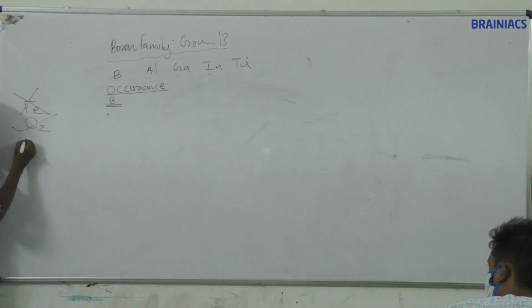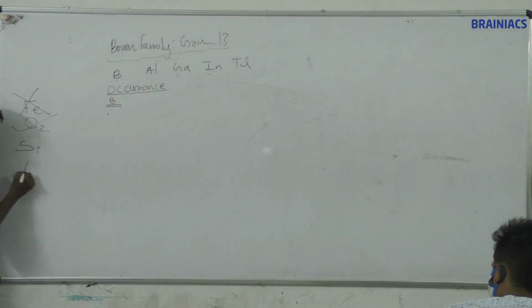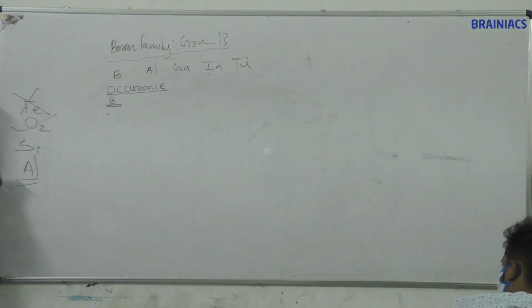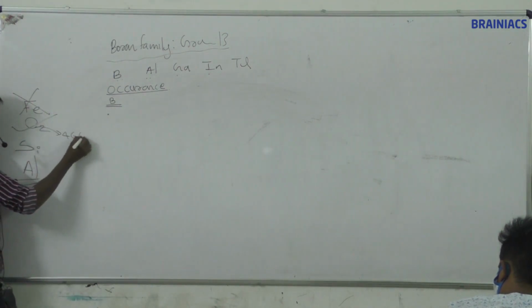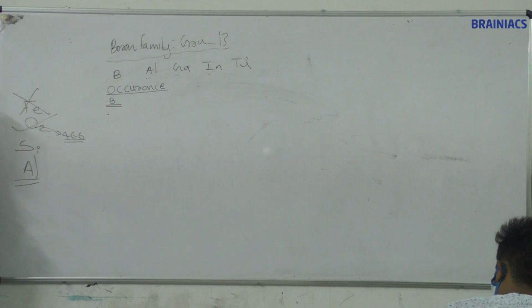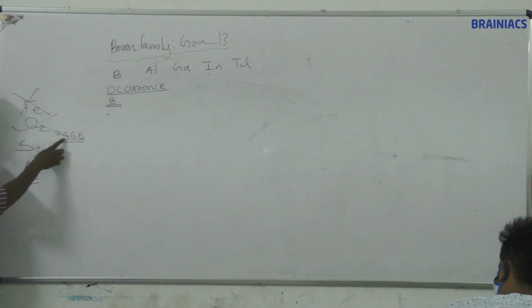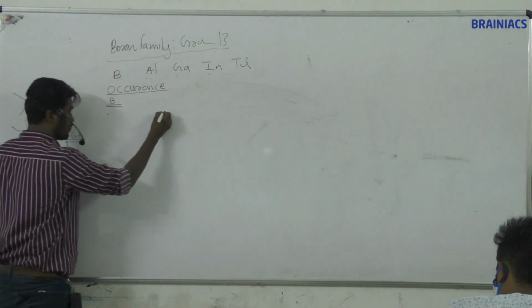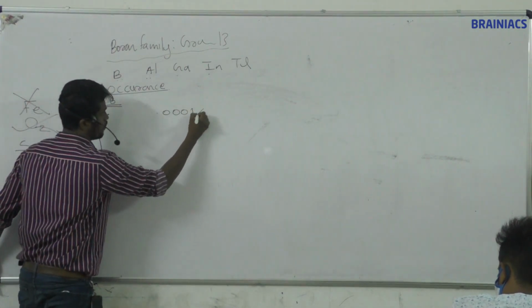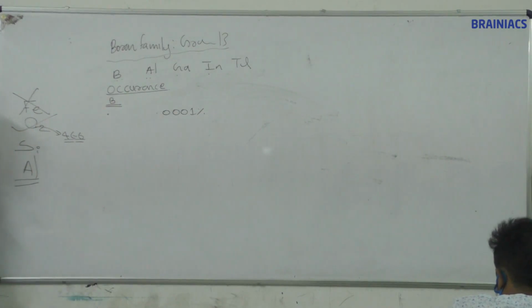Okay, second one, silicon. Third one, aluminium. Oxygen abundance is 46.6% by mass of earth crust. That means if 100 gram of sample is taken, 46.6 gram will be oxygen. Here the abundance of boron is 0.001%. So boron is a very rare abundant element in earth crust.